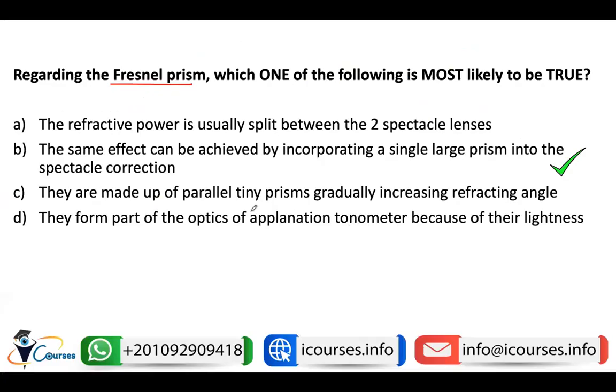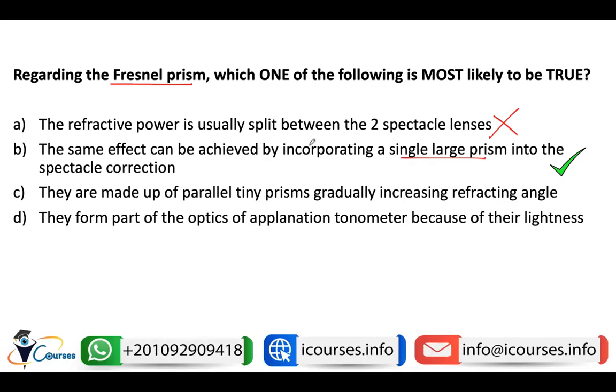So having said that, the refractive power is usually split between the two spectacle lenses. This is used for the conventional prisms, as I told you in the previous animation, where we split the prismatic power between the two eyes. This makes them look the same and avoids any disparity in the image between both eyes. The same effect can be achieved by using a single large prism in the spectacle correction.